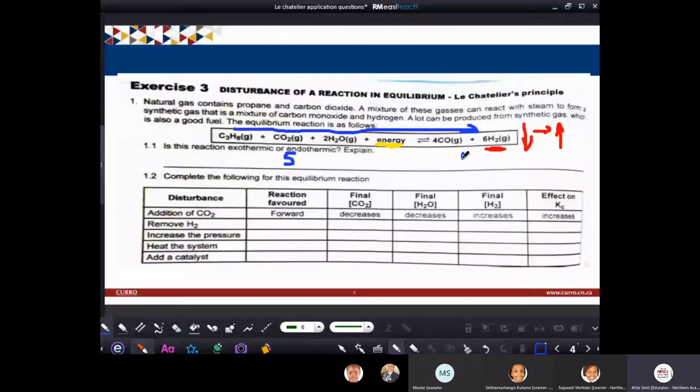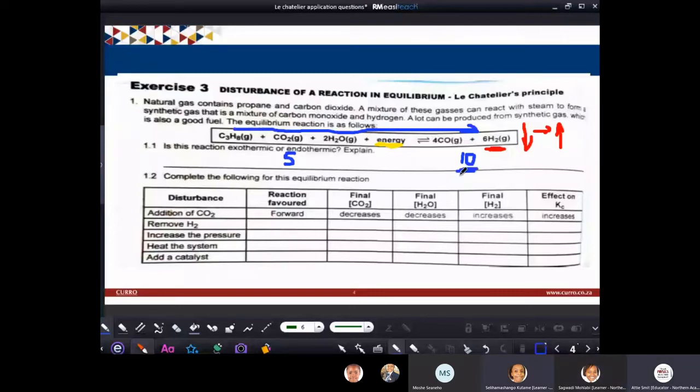And on the other side, you have 4 plus 6 is 10 gas molecules. All right. Now you are going to tell me, is the left-hand side or the right-hand side, which one contains the highest pressure? The products or the reactant side? The product side, because it has the highest number of molecules. Do you all agree? Yes, sir.